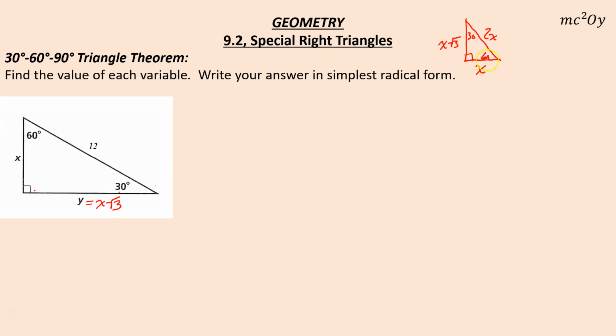The side from 90 to 60, the side that connects 90 to 60, is x. Well, isn't that convenient? It actually says x, so x equals x. And then the side from 30 to 60 is 2x.